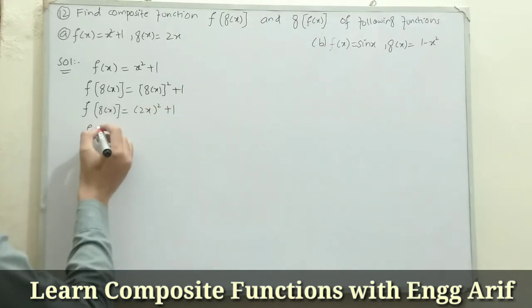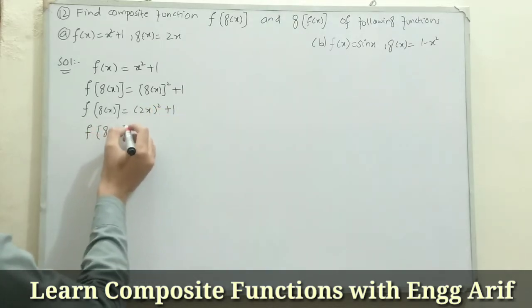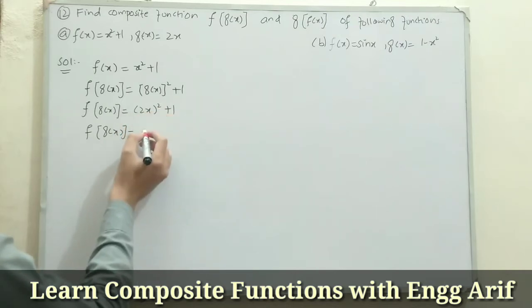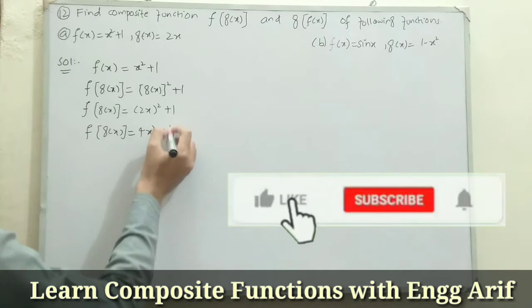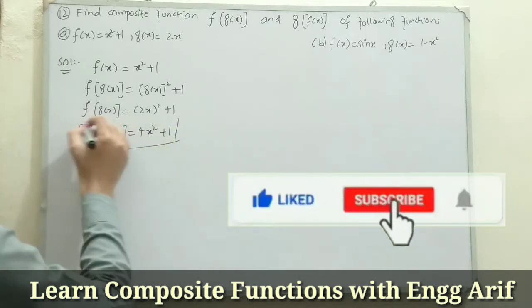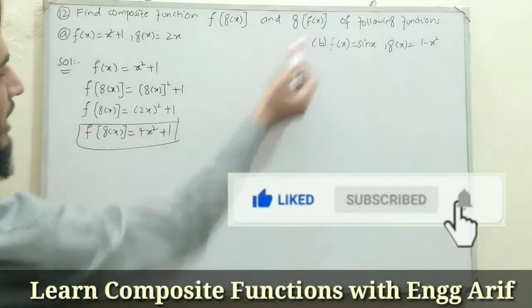So f of g of x will be equal to 2 squared gives us 4, and x squared times x squared gives us x to the fourth... plus 1. So this is our f of g of x. Now after this it tells us to find g of f of x.